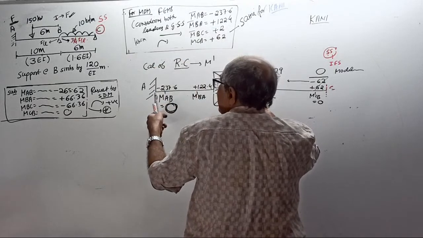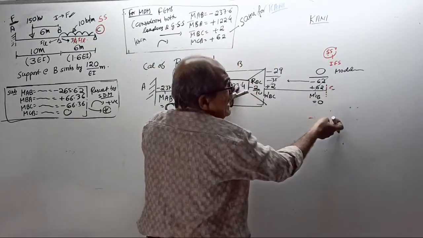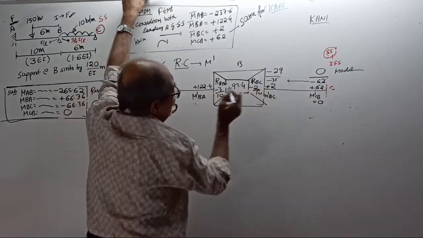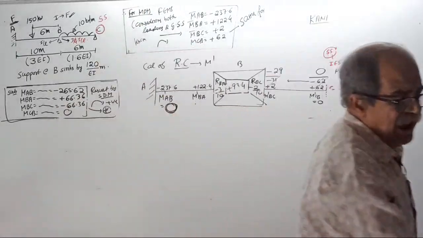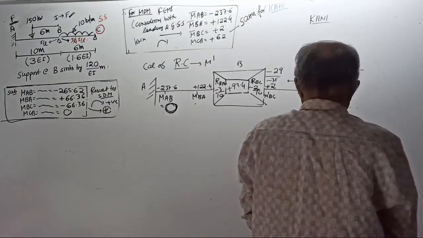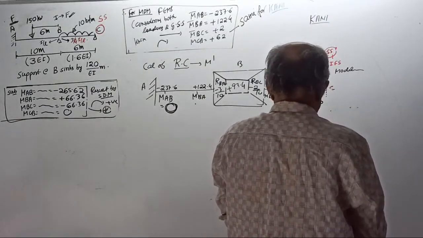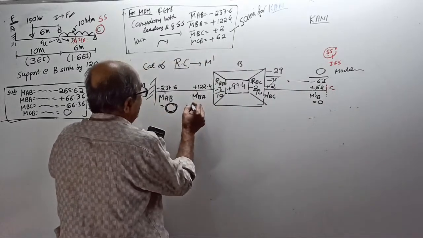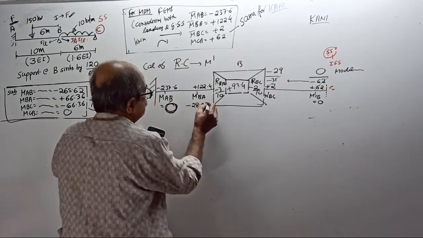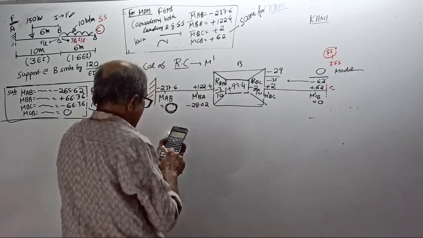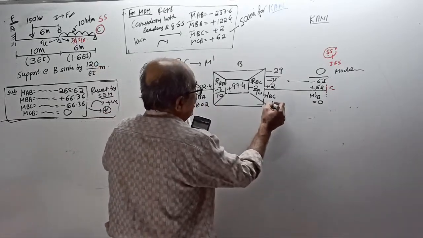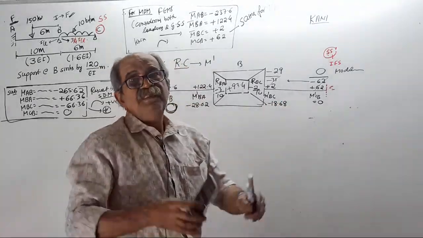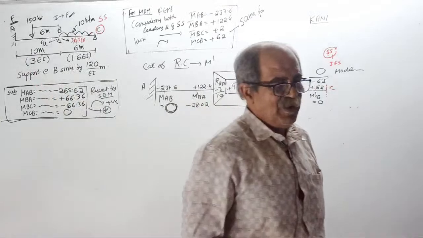This side far end is 0, this side far end also 0, multiply by this number here, this number here. Multiply by either side numbers. That is 93.4 into 3 by 10 will come 28.02 minus, this all thoroughly explained for you earlier. This is minus 18.68.